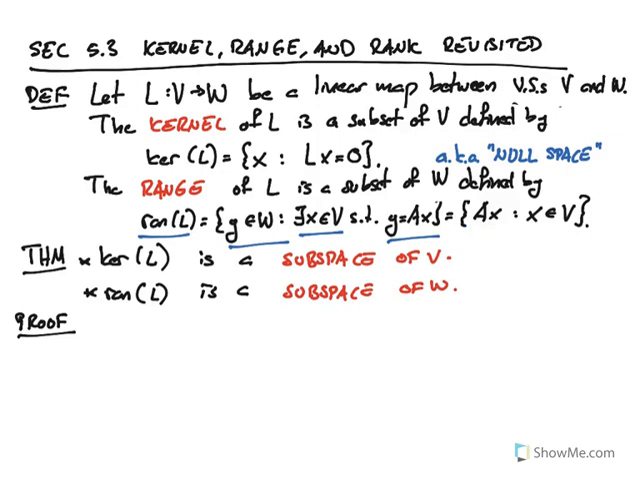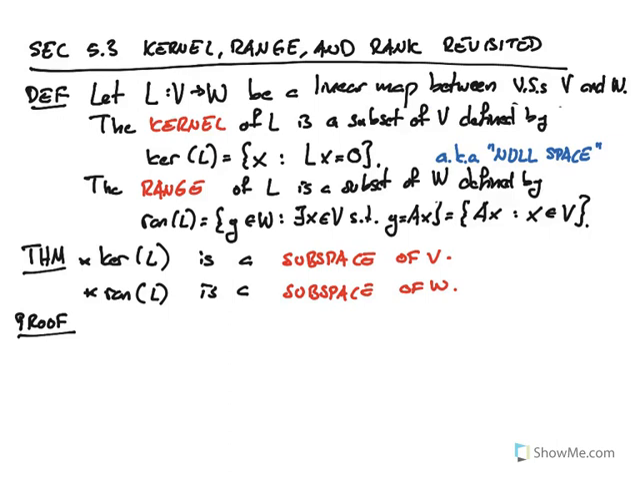So in this definition, we just claim that these are sets. These are just some definitions. They define two sets. So the kernel is in V, the source region, and the range is in W, which is the target region. And now the main claim on this first slide is that these two sets are in fact subspaces.